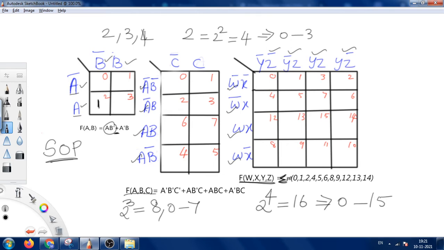And then a bar b, where is a bar b? A bar in the x direction and b in the y direction, so this is the filling. The remaining are 0. The remaining we may or may not put, that is not a problem, because we are concentrating on SOPs. So for SOPs we have to fill the one values. Now this is the way how to fill the map.